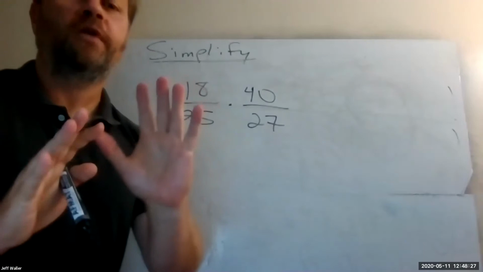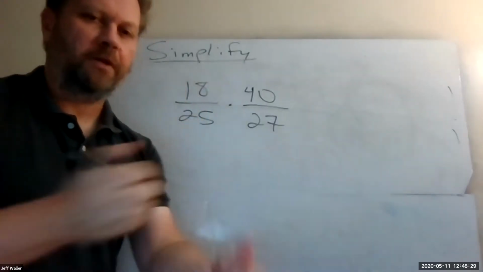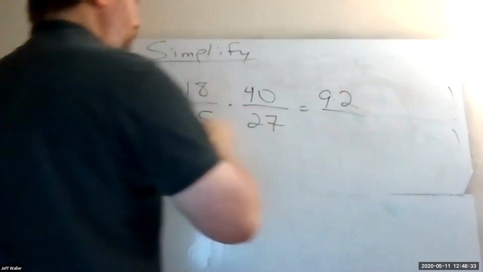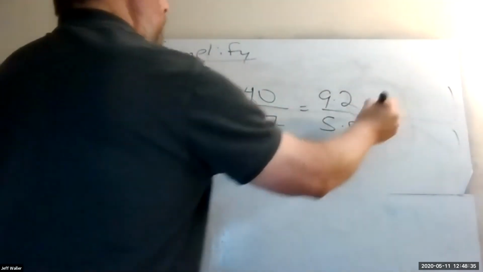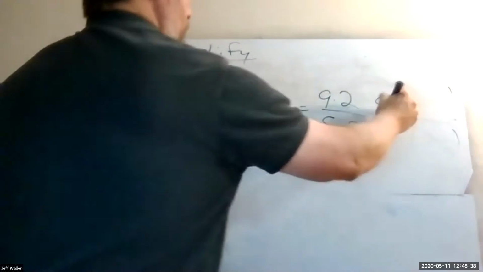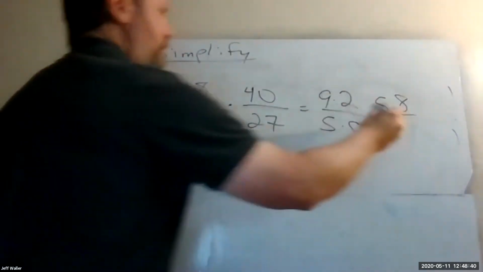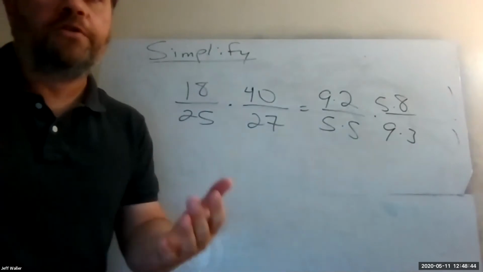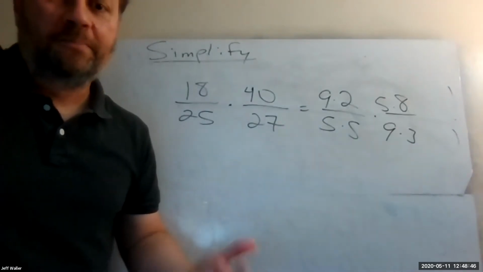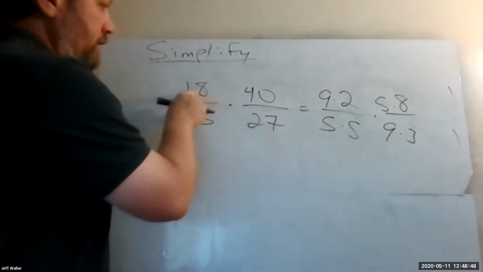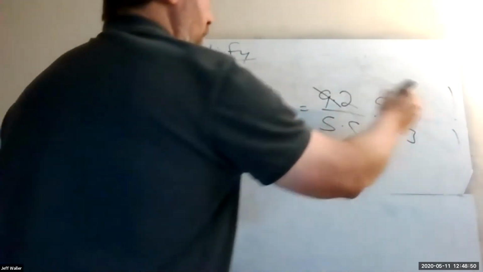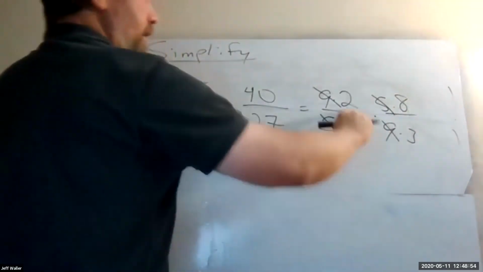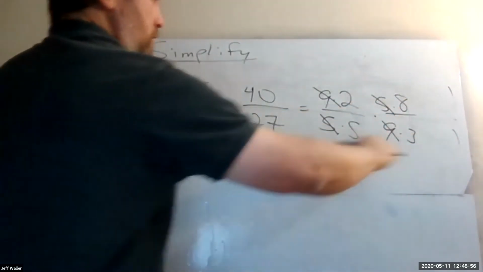So let me do one extra step that we normally would. 18 is 9 times 2. 25 is 5 times 5. 40 is 5 times 8. And 27 is 9 times 3. You probably wouldn't do this step, but now I can see a 9 cancels, and here I can see a 5 cancels. And then I get 16 over 15.